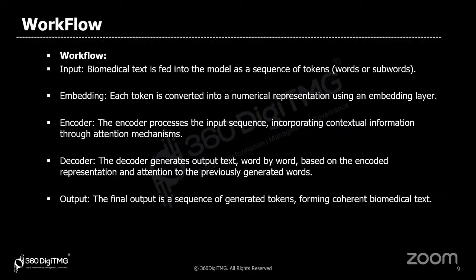Here in the inputs, we can use token embeddings, and there are different embeddings, such as position embeddings. After getting the embeddings, each token is converted into a numerical representation in the embedding layer. After that, it enters the encoder stage. The encoder processes the input sequence and incorporates contextual information through the attention mechanisms.